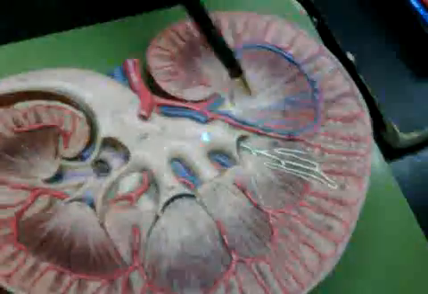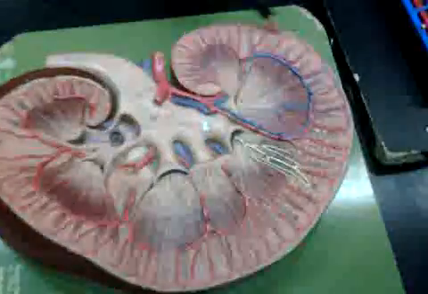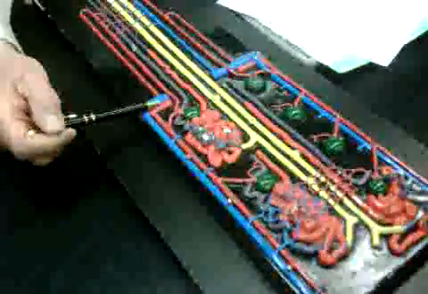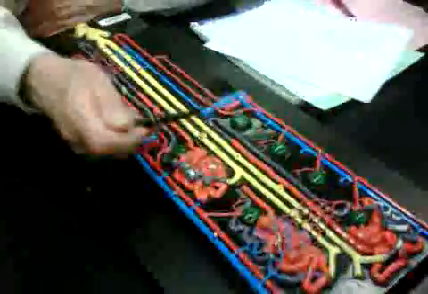This thing, and cut this segment out like this. This is what you would get. So what we get is, here's the arcuate artery. So from here up is the cortex.